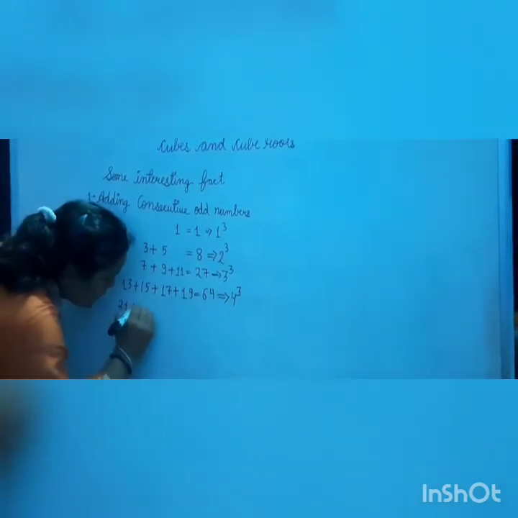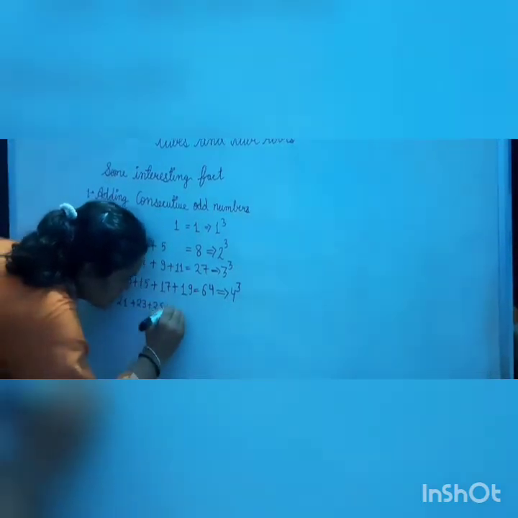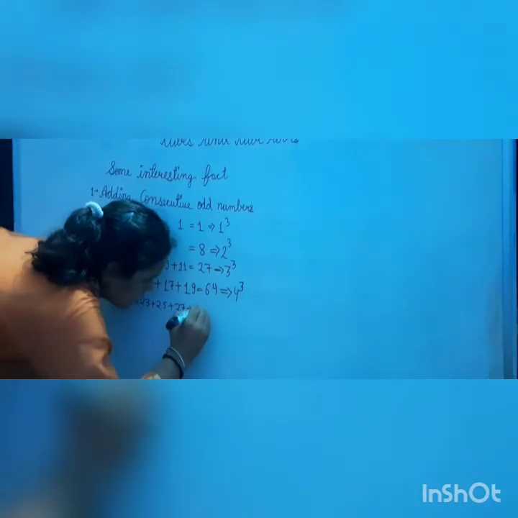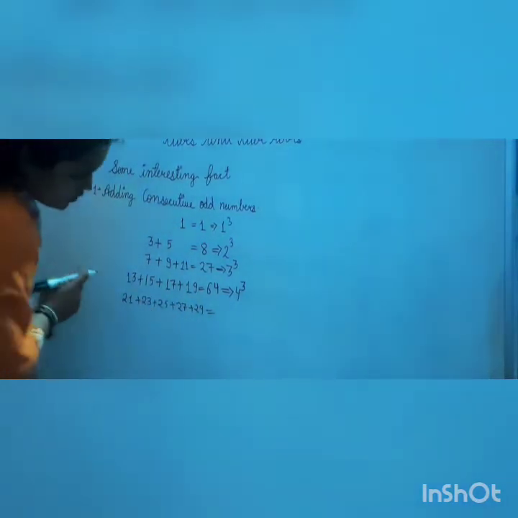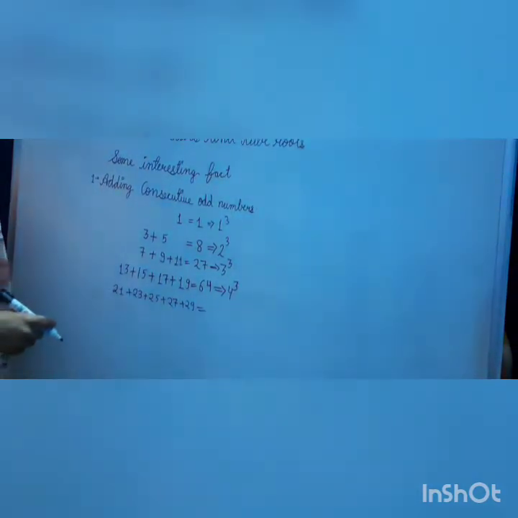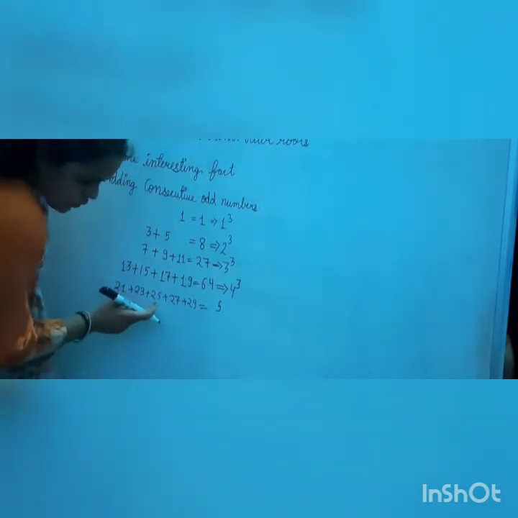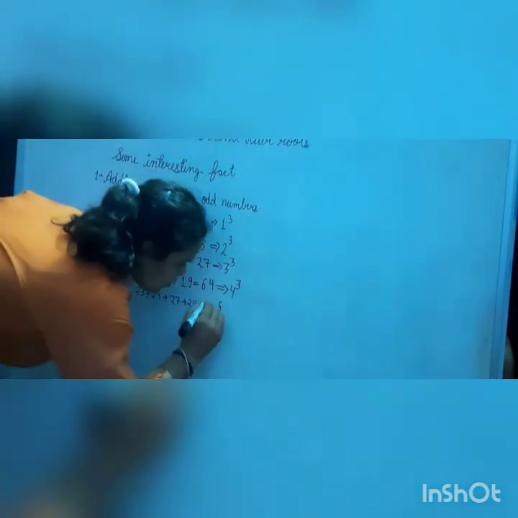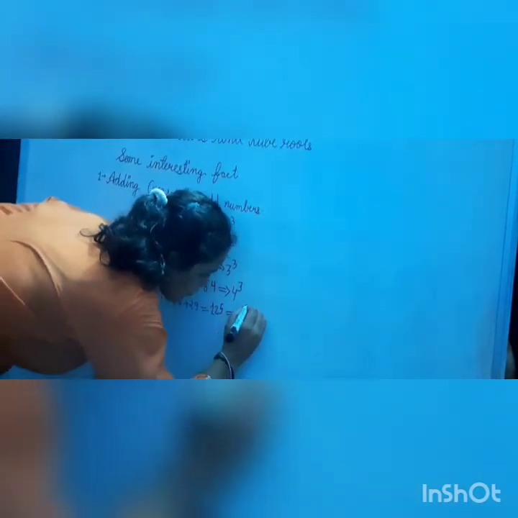21 plus 23 plus 25 plus 27 plus 29 is equal to: 1 plus 3 is 4, 4 plus 5 is 9, 9 plus 7 is 16, 16 plus 9 is 25. It will come 5 to carry, 2 plus 2 is 4, 4 plus 2 is 6, 6 plus 2 is 8, 8 plus 2 is 10, 10 plus 2 is 12. So it means that it is a cube of 5.